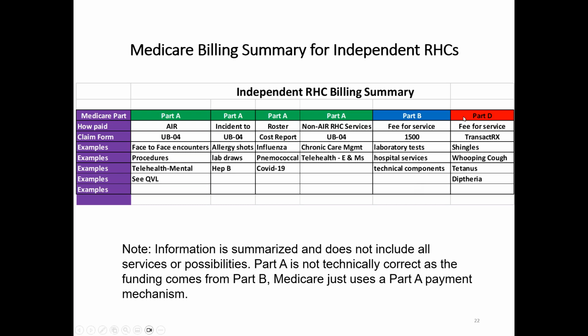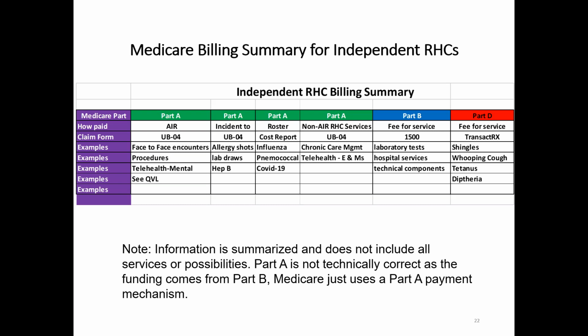So we're on Part B. Part B is paid fee for service. It's billed on a 1500 form. This is for all lab tests, including the 6 required lab tests to be a rural health clinic. You can bill that to Medicare Part B and get paid fee for service for that. Anything you do in the hospital is going to be billed on a 1500.